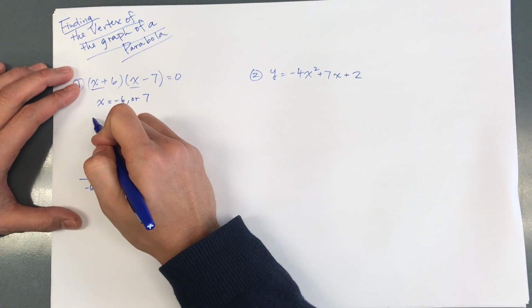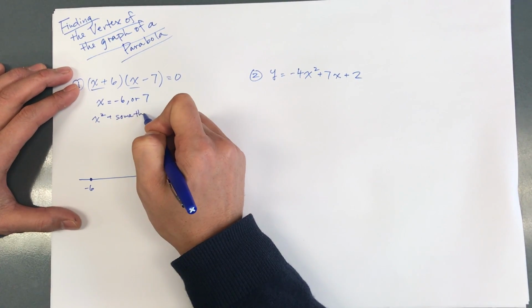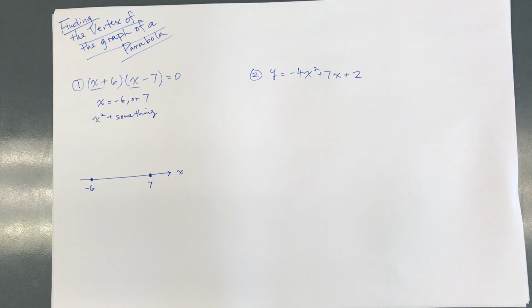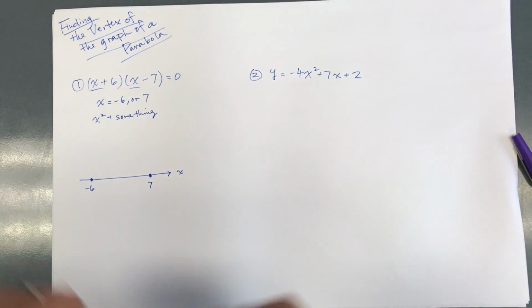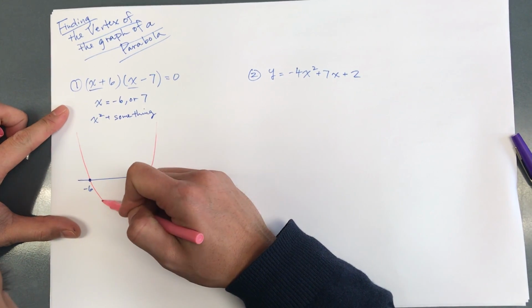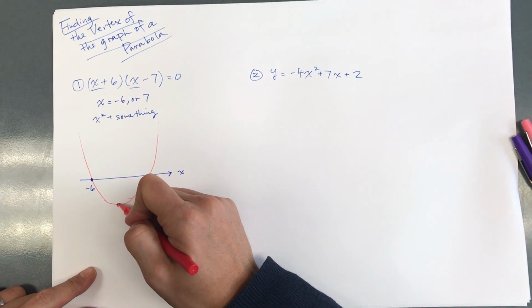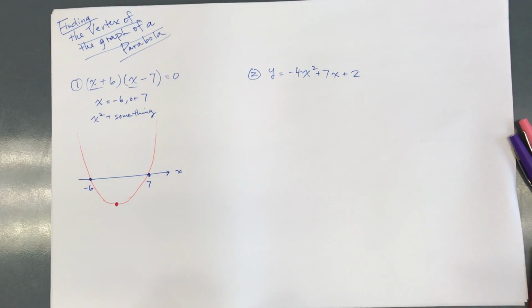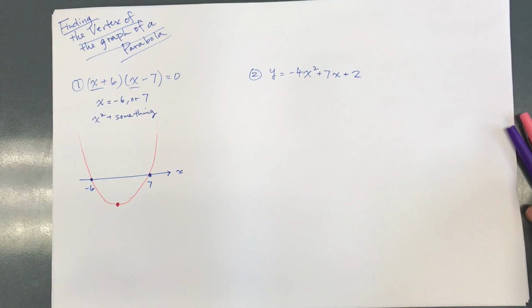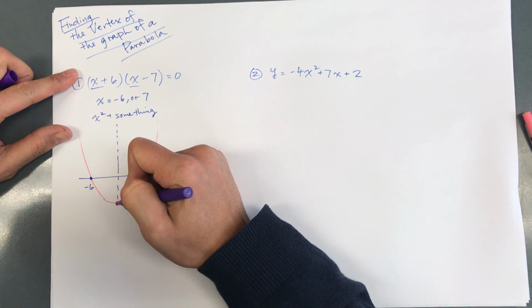By just looking at the coefficient of x squared, if you expand this, you're going to have x squared plus something. The coefficient of x squared is positive, so the parabola is going to open upwards like this. We try to find the vertex, which is the minimum in this case. We know that a parabola is symmetric, so we should have the line of symmetry like this.